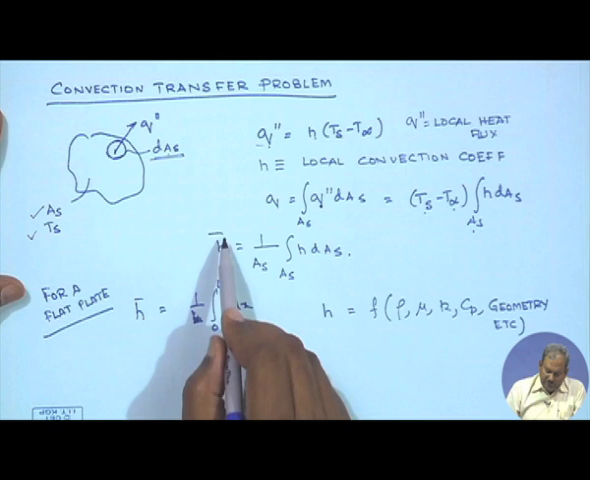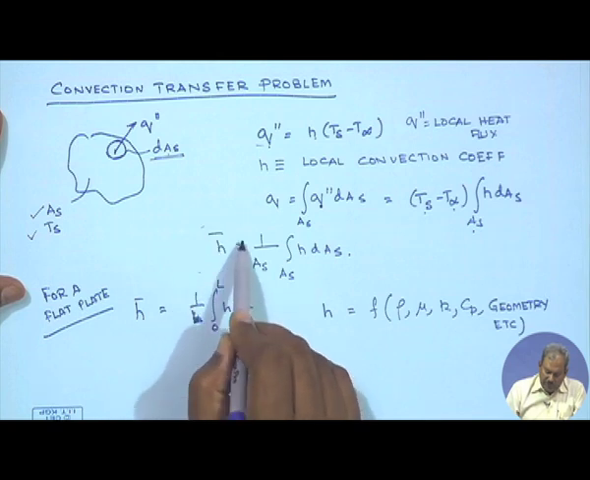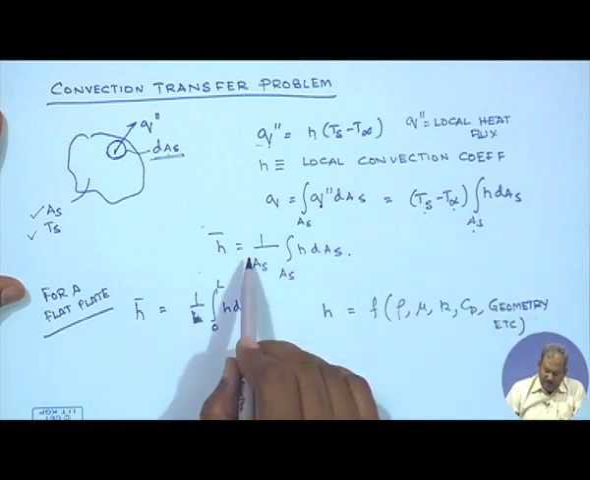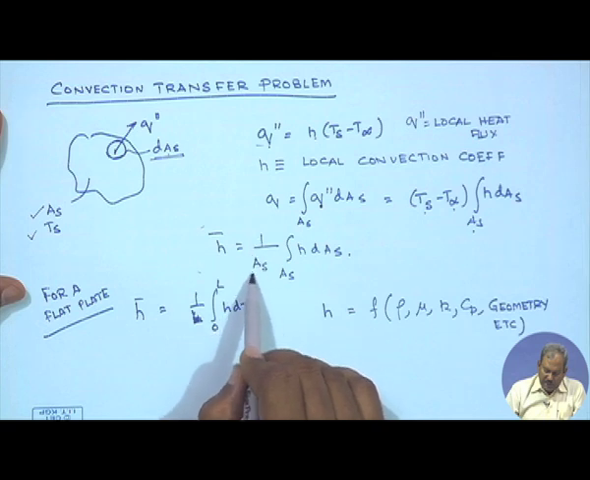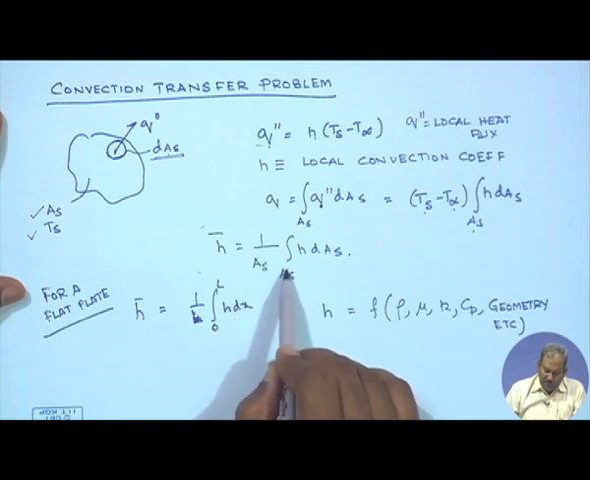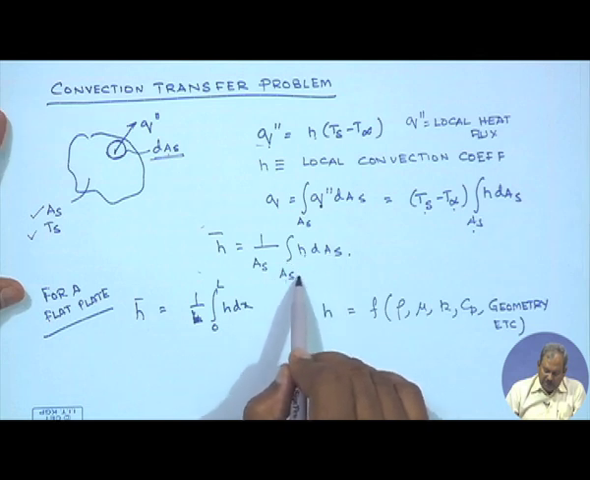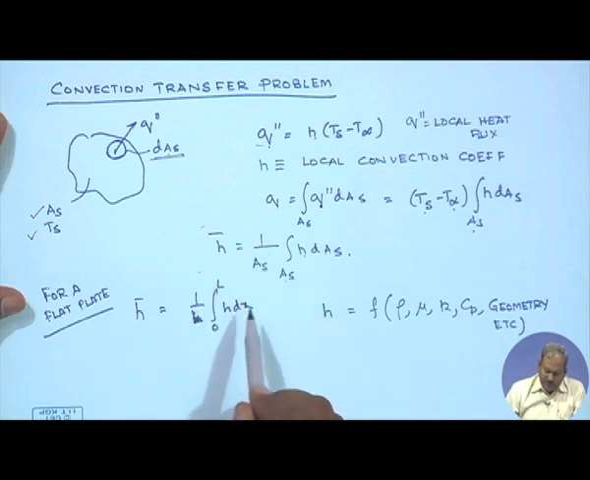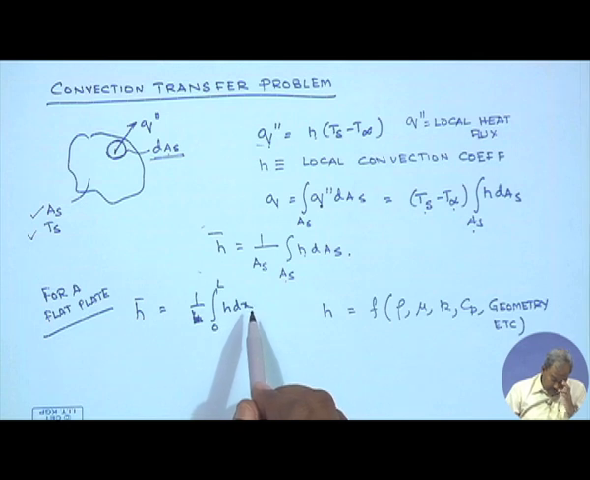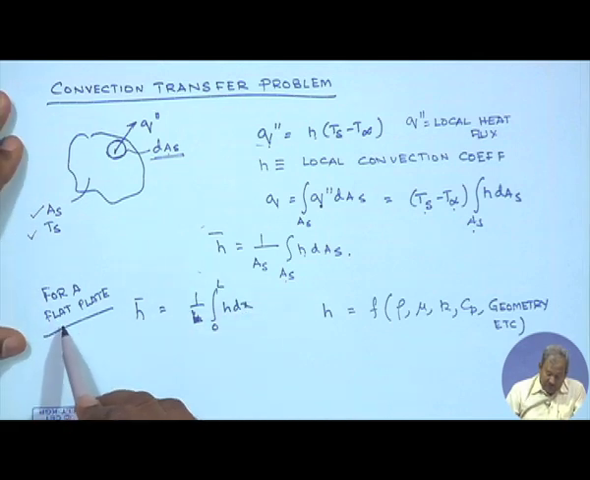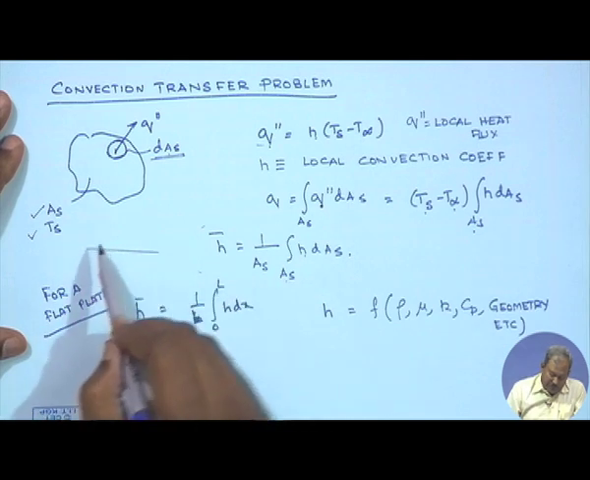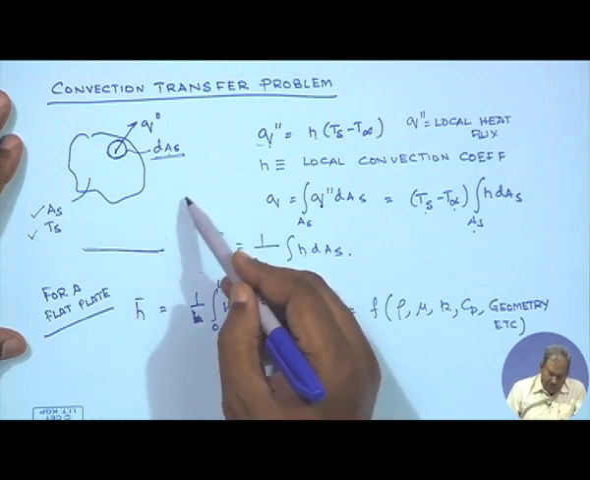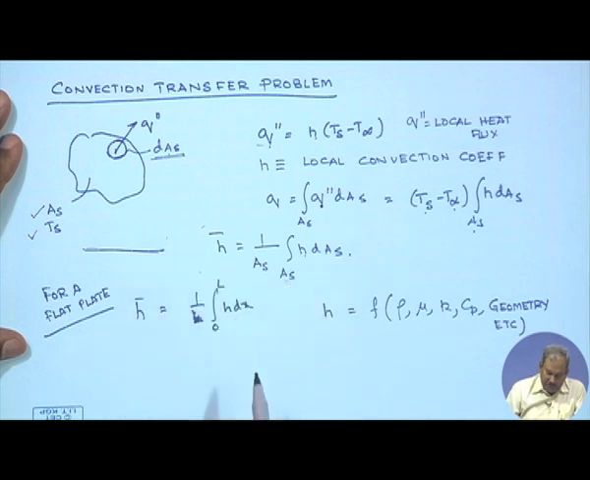So, if I define an average value of heat transfer coefficient as h bar, then h bar by definition is simply going to be 1 by As, where As is the total surface area, times the integration of h dAs over the entire surface area. This problem becomes slightly more straightforward for the case of a flat plate. For a flat plate, the width is very large, so it does not play any part in the overall convection process.